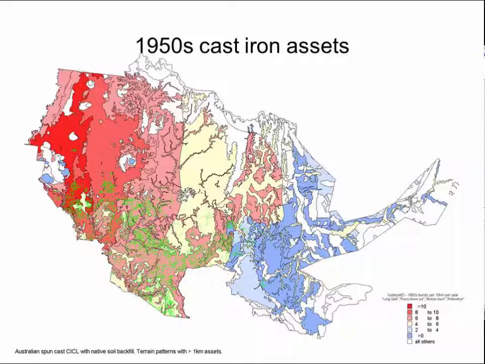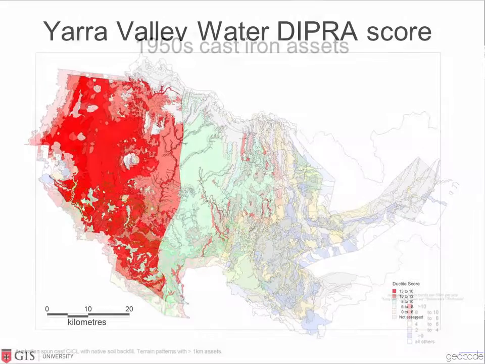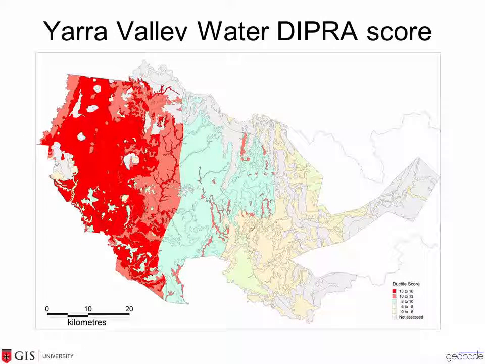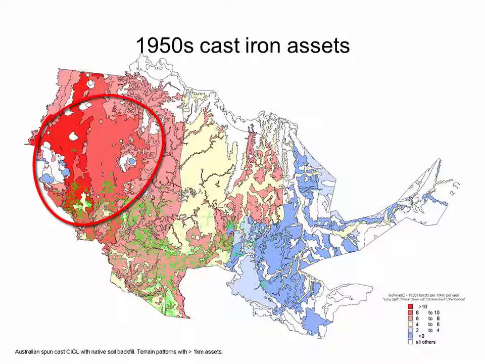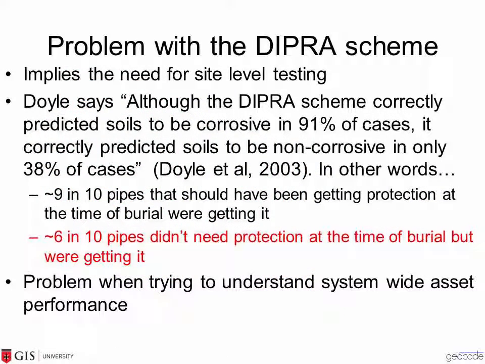Now remember, I was saying that this area in the west would be expected to perform poorly according to the DIPRA map, and it sort of does, although we can see this poorly performing area extends a bit to the east. The DIPRA map would also have most of this area as performing uniformly. But there are problems with the DIPRA scheme.